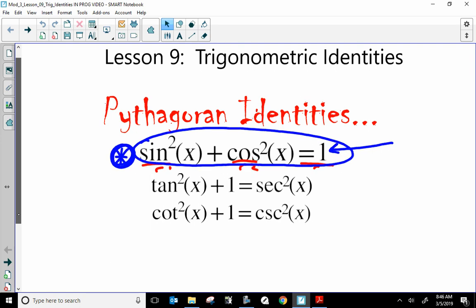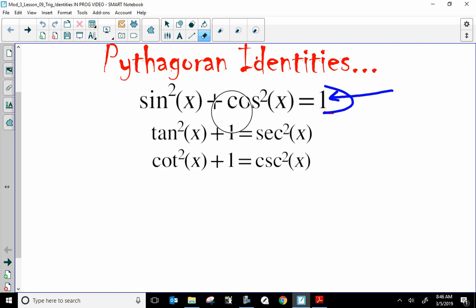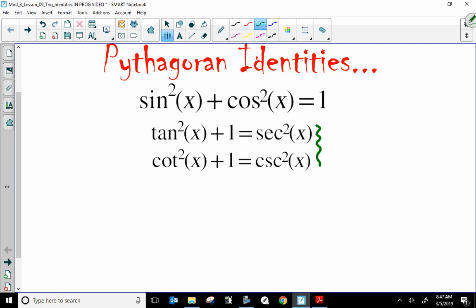Okay, so first off, we know that sine squared plus cosine squared is 1. We proved it last video for lesson 9, part 1. And these other two identities here, they really are different forms of this one right here. Let me explain that.